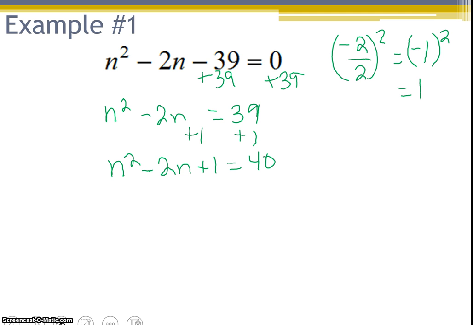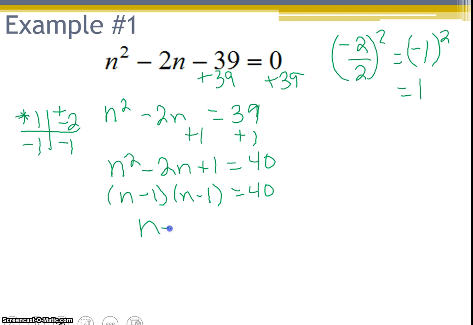Now I have to factor the left side. So I make my table. I need something that multiplies to be 1 and adds to be negative 2. So this will be negative 1 and negative 1. These should always match. If they don't, we've done something wrong. So now I've got n minus 1 times n minus 1 is equal to 40. This is the same as n minus 1 squared is equal to 40.